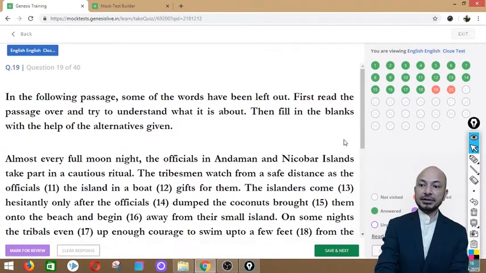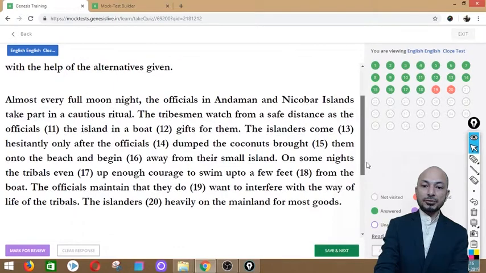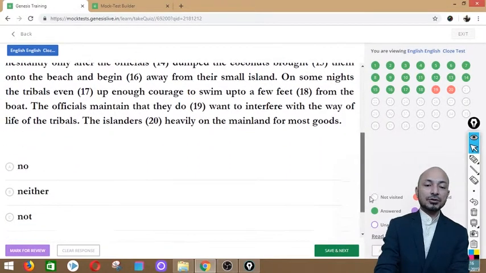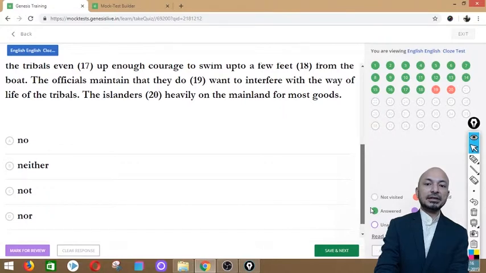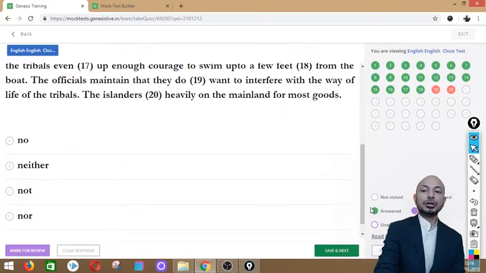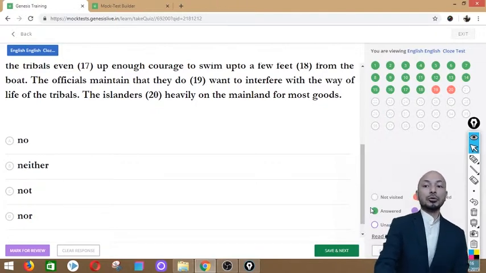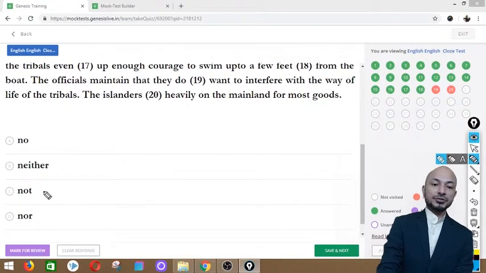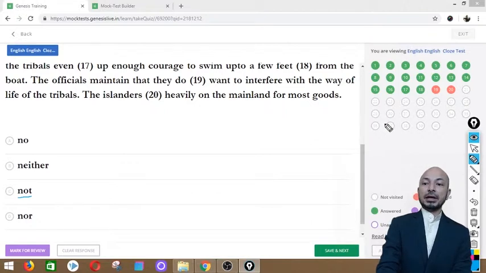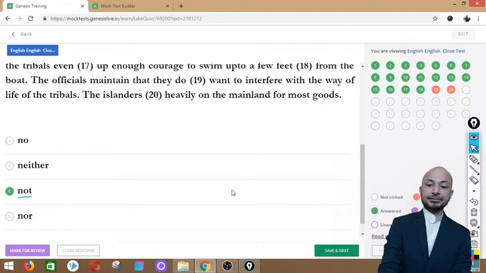So coming to number 19 in the same passage, let's scroll down all the way. The last line over here reads, the officials maintain that they do dash want to interfere with the way of the life of the tribals. Is it going to be they do no want, they do neither want, they do not want, or they do nor want? And of course it's going to be option C, which says they do not want to interfere with the way of the life of the tribals. So we click option C, click next.